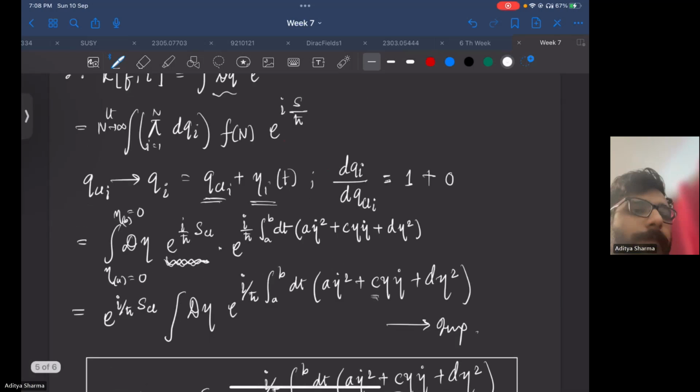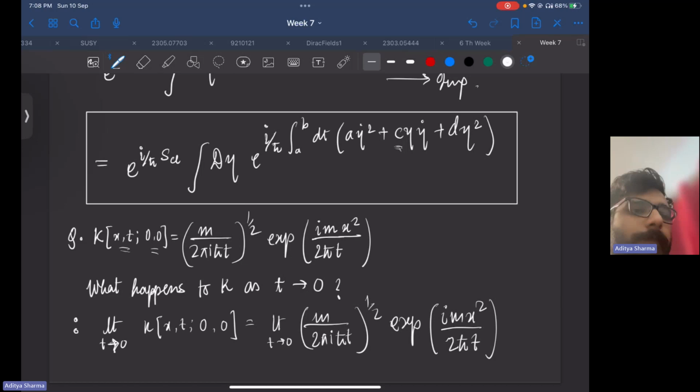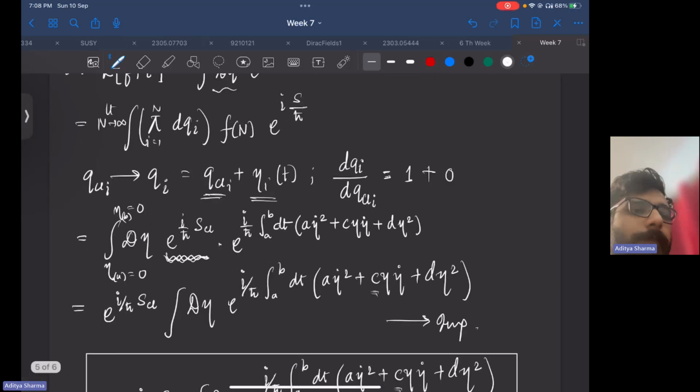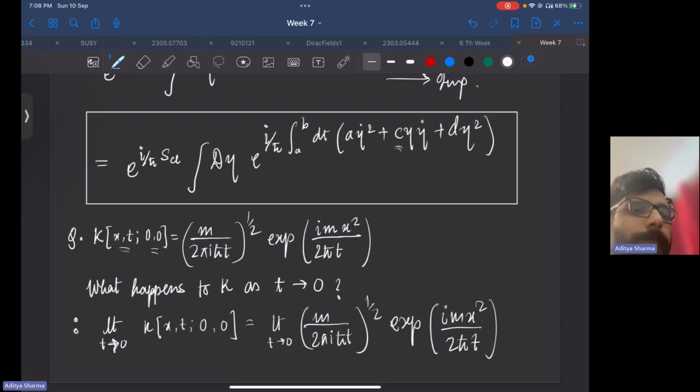So if I wanted to check what happens to k as t tends to zero, I should have written the kernel as a function of time. To write the kernel as a function of time, I integrate over all x and get a kernel which is a function of time. And I see what happens to the limit here. That is what this question means: what happens to k as t tends to zero? But this is how you should do it.